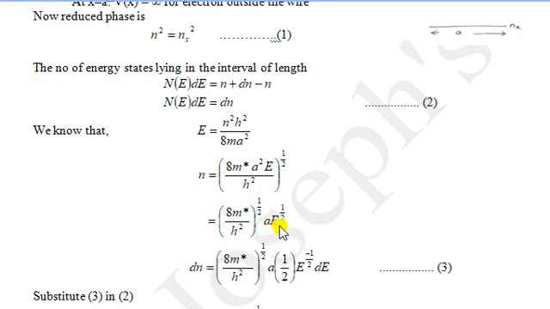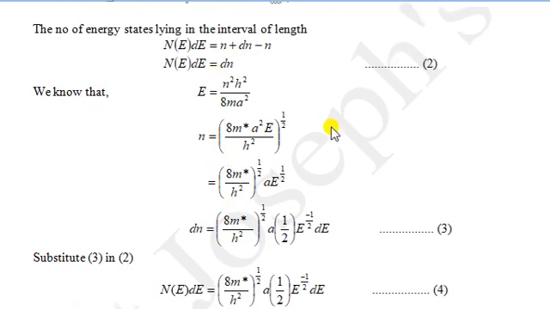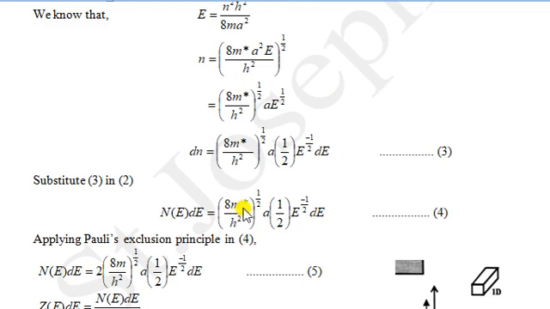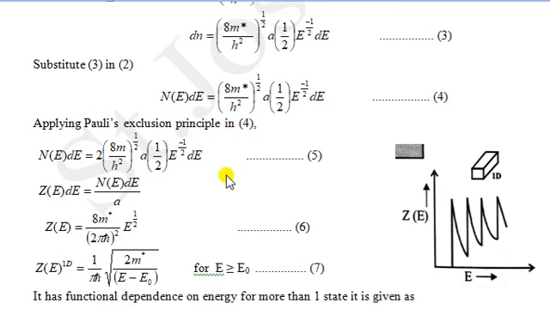So we differentiate with respect to E, and we get dn equal to, this is a constant, (8m star by h squared) to the power half, a, and differentiating E we get half into E to the power minus half into dE. Substituting this dn, we get n of E dE equal to (8m star by h squared) to the power half, the same equation, a half E to the power minus half dE. This is the equation for the energy levels. As per Pauli's exclusion principle, in each energy level two electrons can occupy, and the number of energy levels per unit length means we divide by a. Therefore n of E dE is nothing but the density of states.